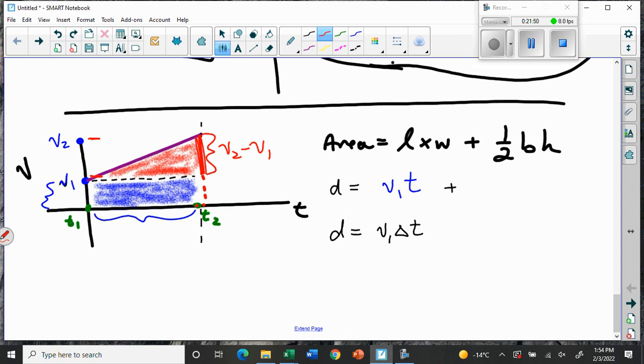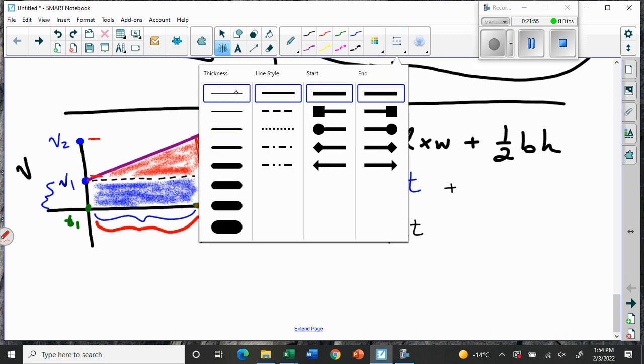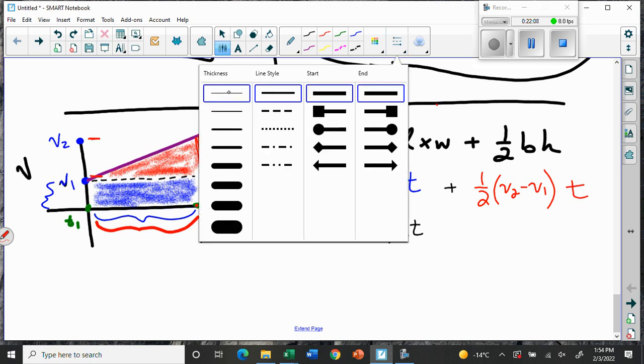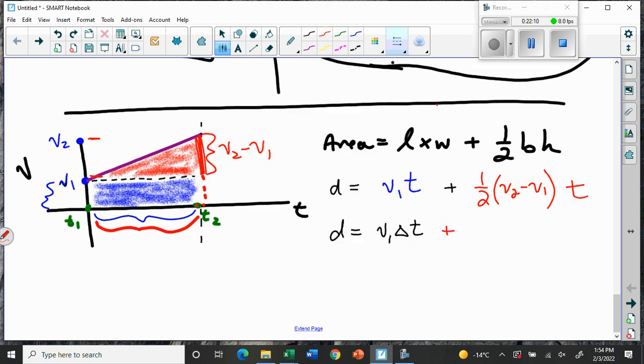And then what's the base? Well, the base is, again, the T. So what I get over here for the red part is 1/2 of the base, which is V2 minus V1, and then this would be T. Now, technically, it's delta T. Remember how we said we could take the shortcut of imagining that T1 is a 0. So T2 is really the same as delta T, and we just call it T. It's a little bit simpler.